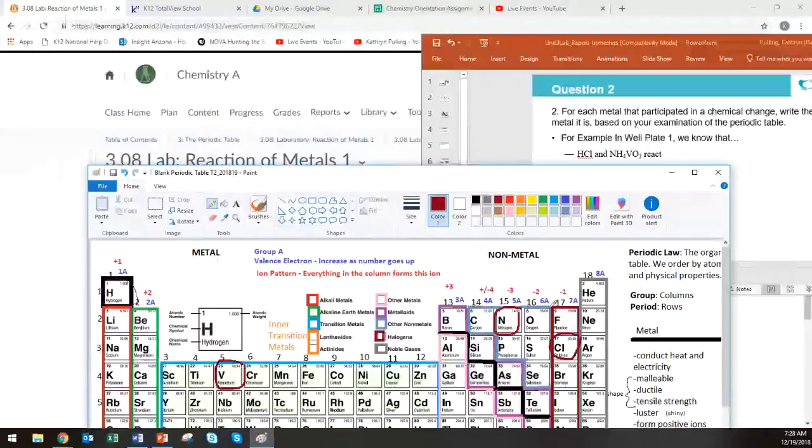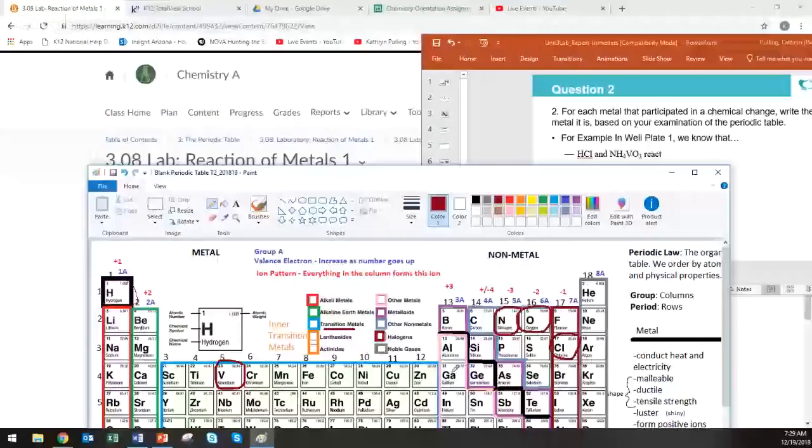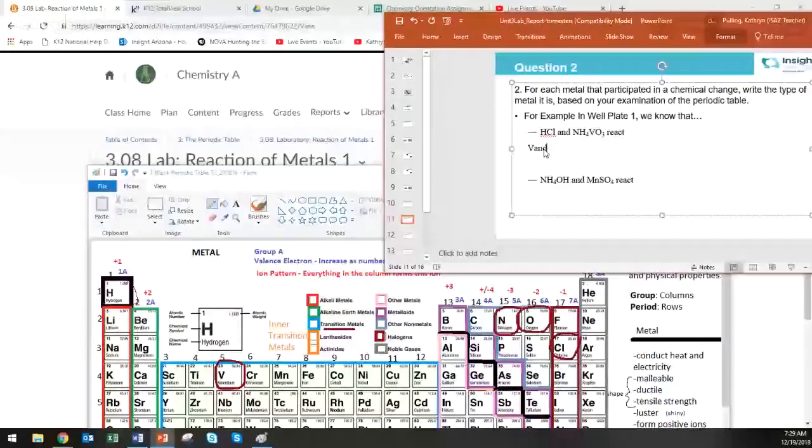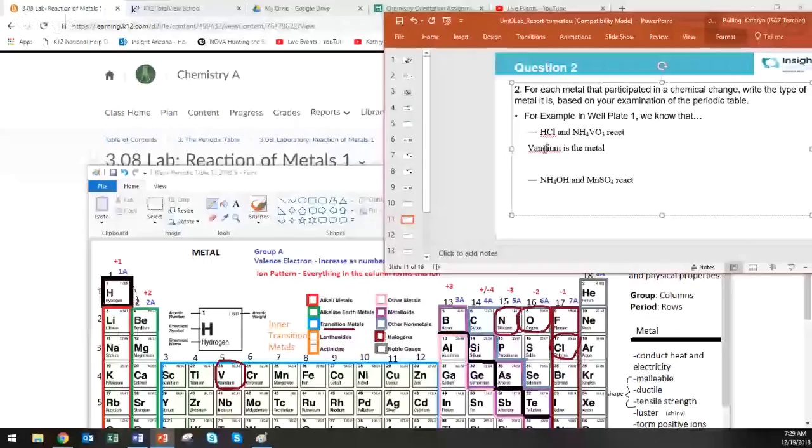And then it says you need to figure out what type of metal, where color coding comes in handy. It's in this blue box, which means it's a transition metal. All right, so for that one, I would say vanadium is the metal. It's vanadium, and it is a transition metal.